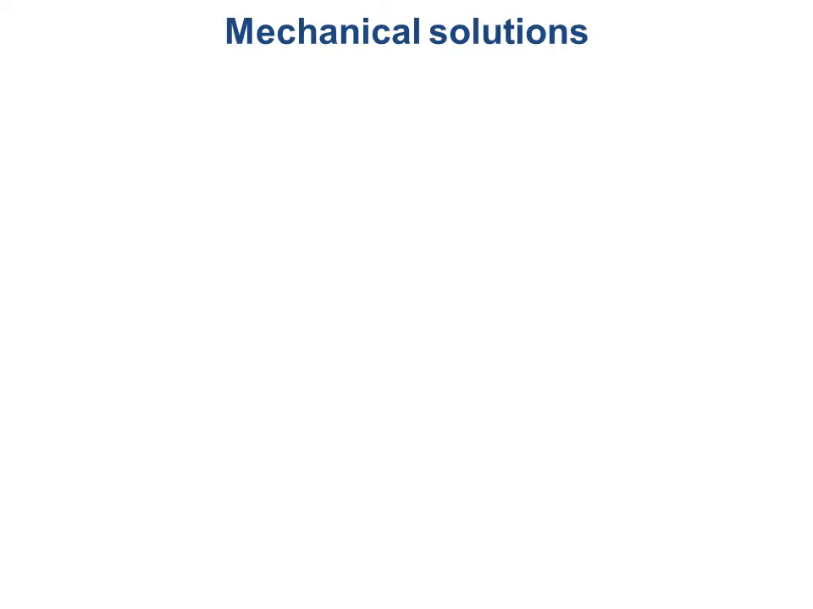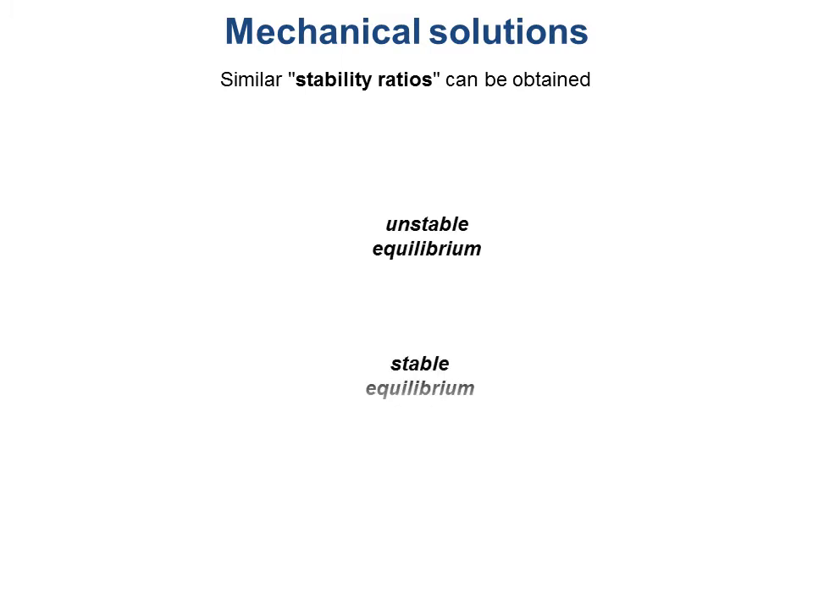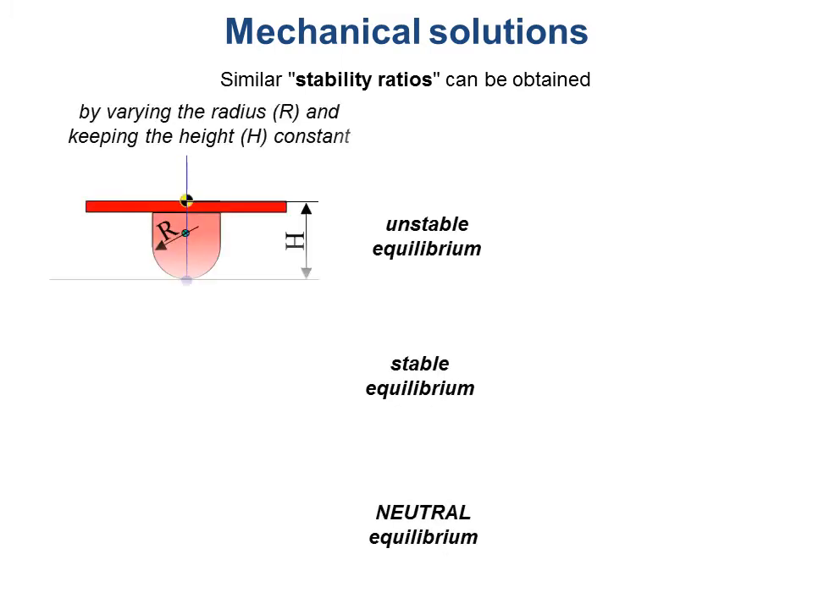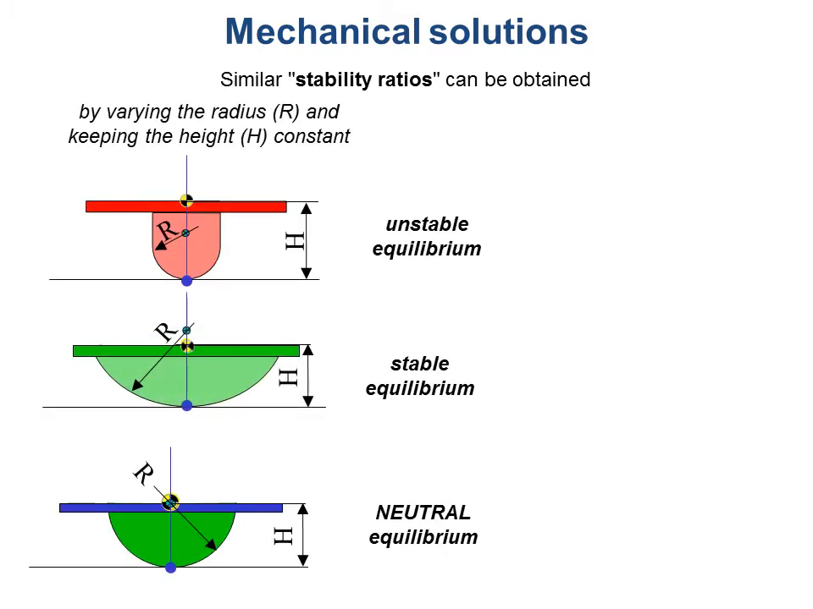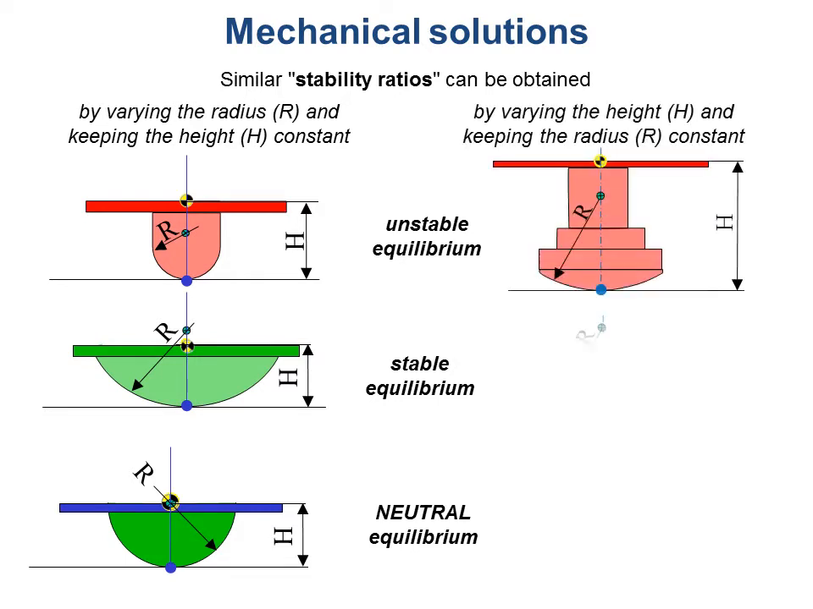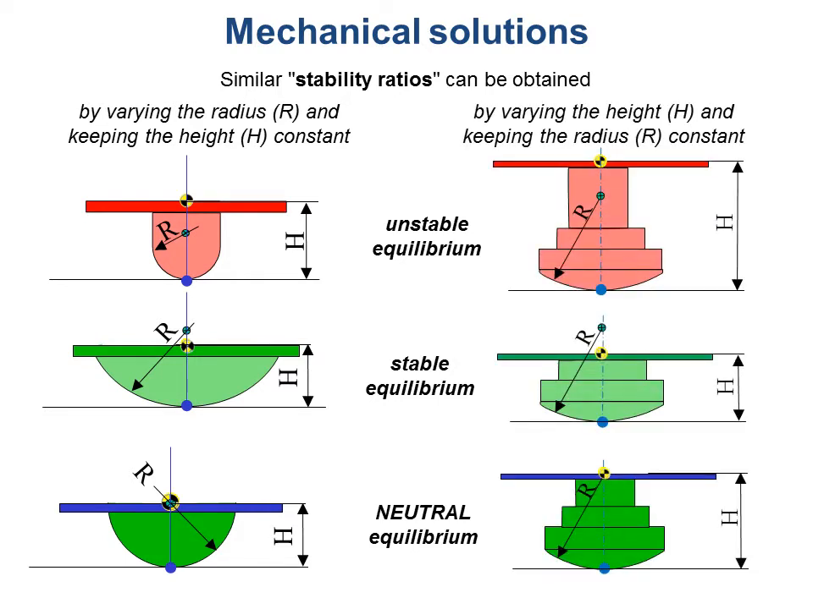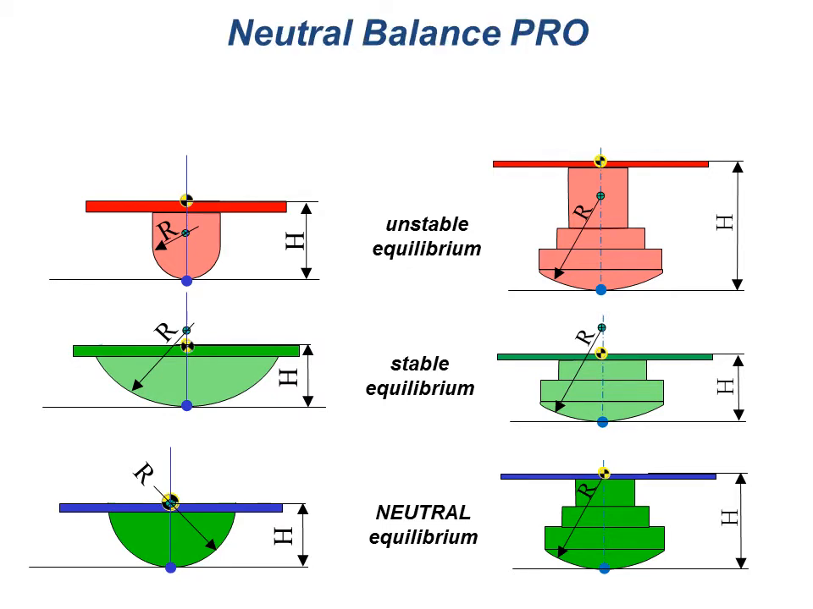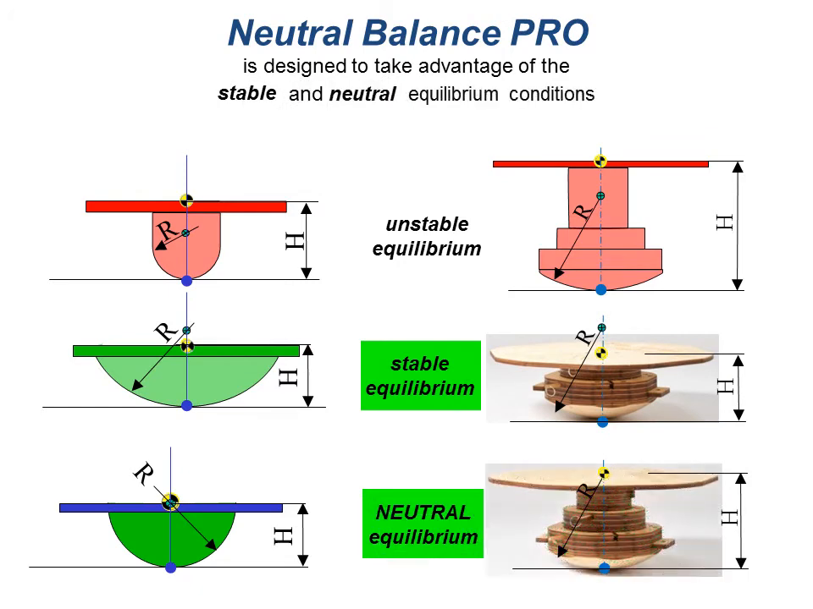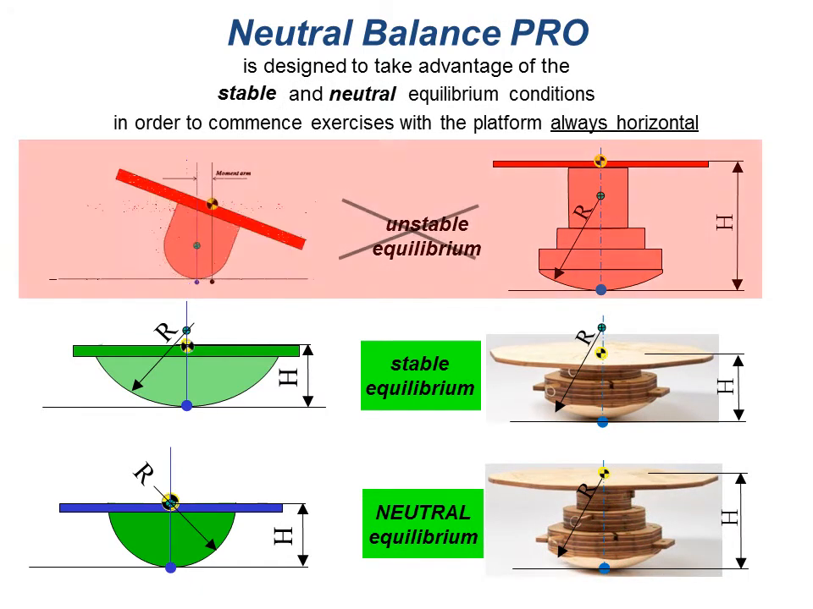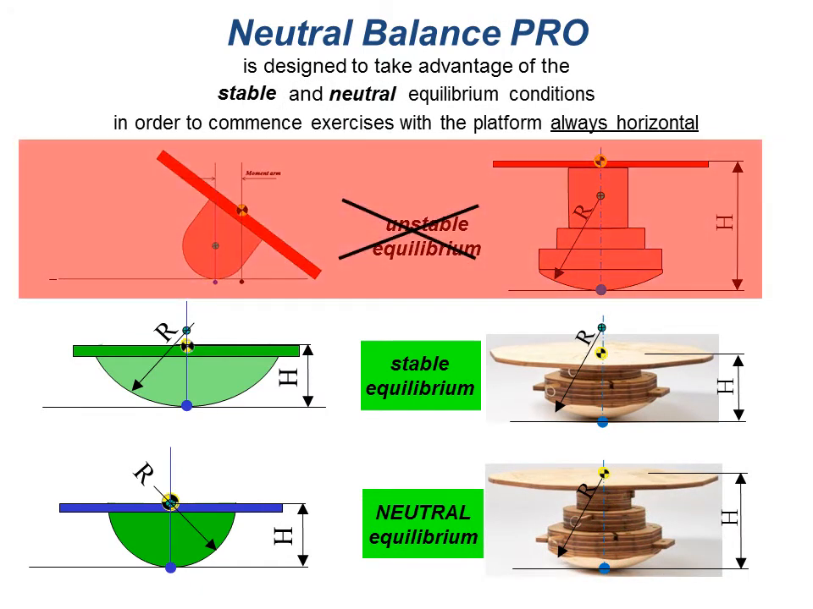Mechanical solutions. Similar stability ratios can be obtained by varying the radius and keeping the height constant, or by varying the height and keeping the radius constant. NeutralBalance PRO is designed to take advantage of the stable and neutral equilibrium conditions in order to commence exercises with the platform always horizontal.